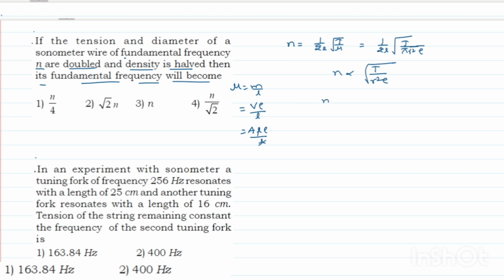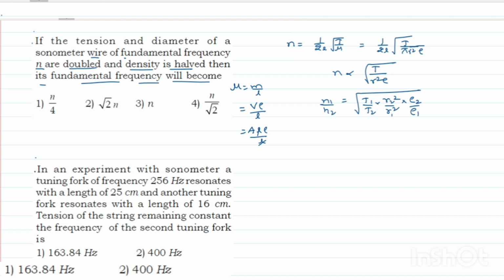Then n1 by n2 is equivalent to root over T1 by T2 into r2 square by r1 square into rho 2 by rho 1. So here, the tension and diameter of the sonometer are doubled, it's given. Tension and diameter are increasing 2 times. Diameter is increasing, which means radius is also going to increase 2 times.